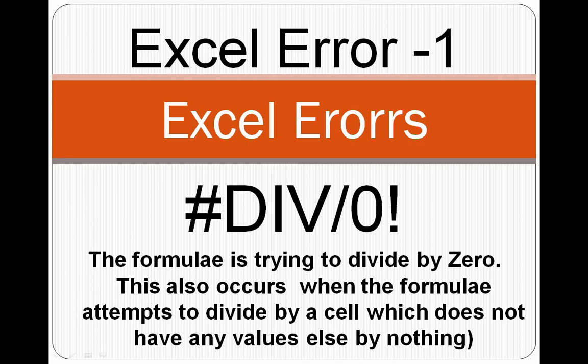Error 1, div error. Here the issue is that the formula is trying to divide by 0. This also occurs when the formula attempts to divide by a cell which does not have any value, or by nothing. Let's see how this error arrives.